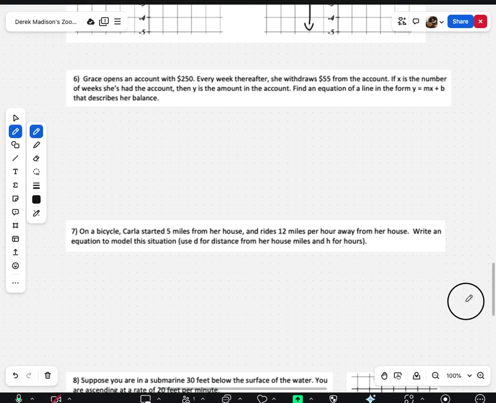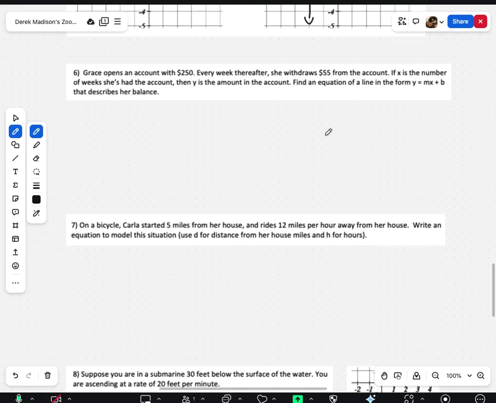And then these last few questions are just identifying the slope and the y-intercept in a verbal description so that we can write the equation of the line. So for this first one, Grace opens an account with $250. Every week thereafter, she withdraws $55 from the account. If x is the number of weeks she's had the account, then y is the amount in the account. Find an equation of a line of the form y = mx + b that describes her balance.